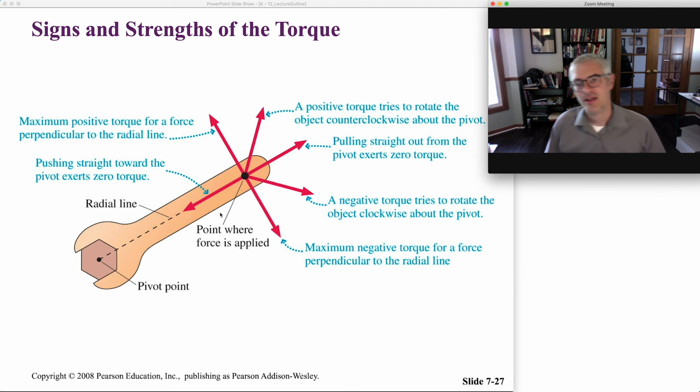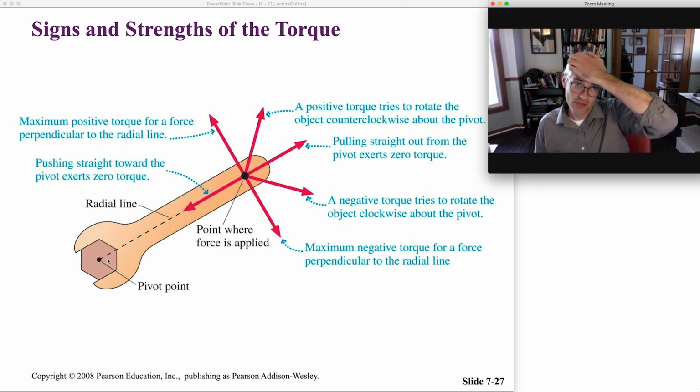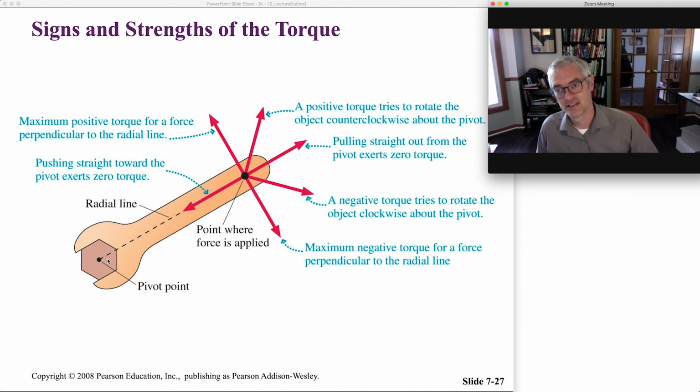So here, we're looking at some sort of an object and we're trying to get it to rotate. So for example, we're trying to apply this wrench on a bolt and get it to spin. If you push in or if you pull out on the wrench, nothing.